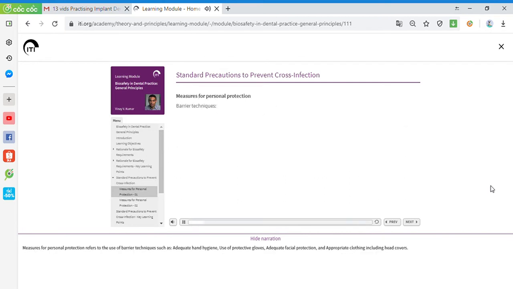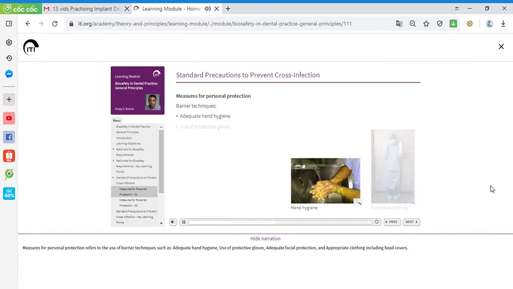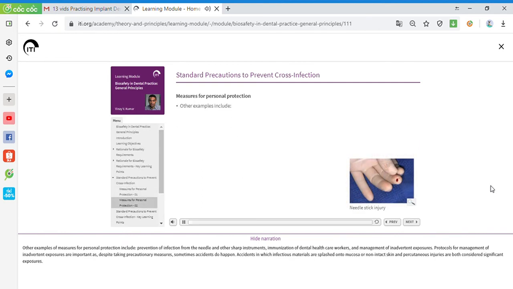Measures for personal protection refers to the use of barrier techniques such as adequate hand hygiene, use of protective gloves, adequate facial protection, and appropriate clothing, including head covers. Other examples of measures for personal protection include prevention of infection from the needle and other sharp instruments, immunization of dental healthcare workers, and management of inadvertent exposures.